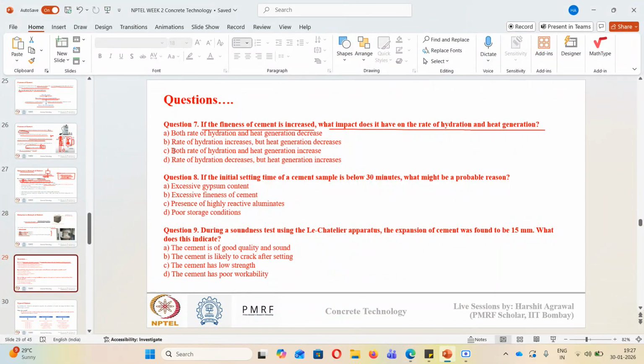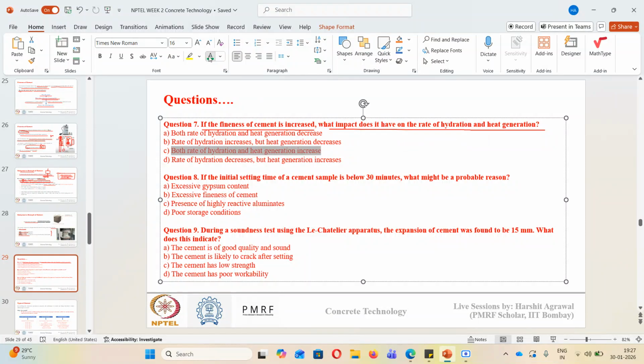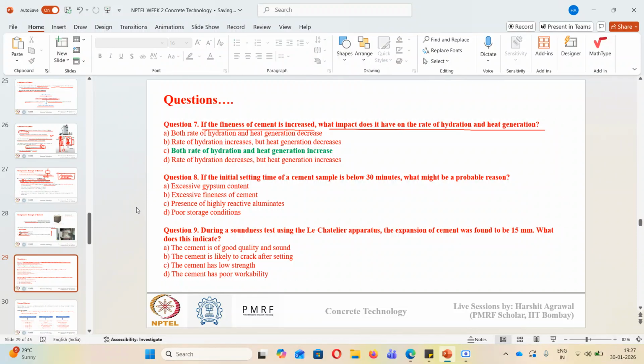Yes, the correct answer will be C. As fineness of cement increases, the surface area available for reaction increases, so hydration rate increases and heat generation also increases. Now, question number 8.